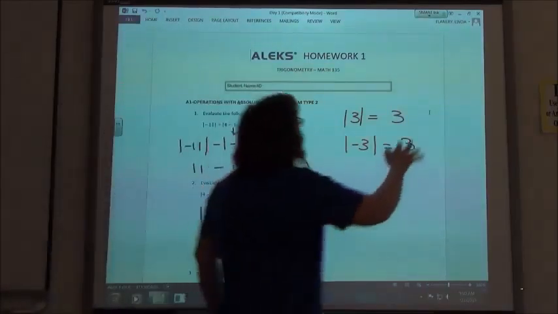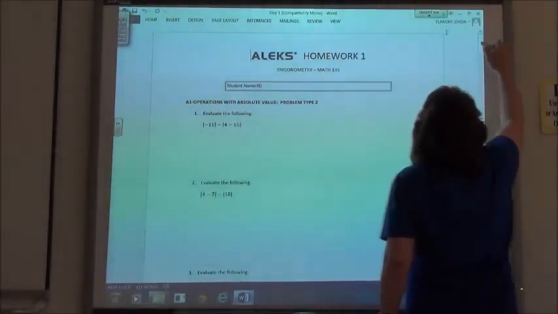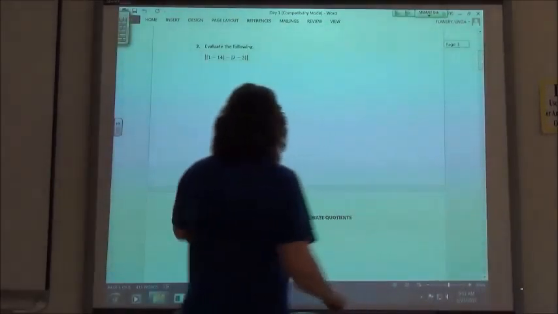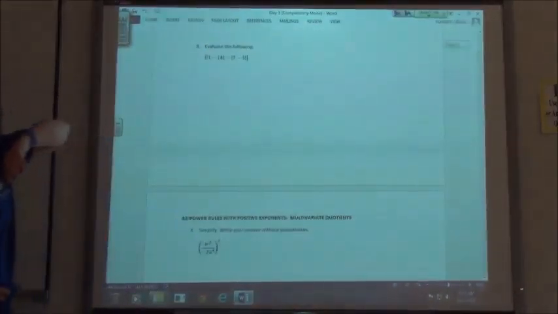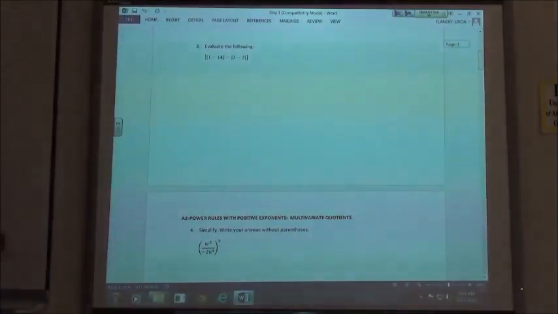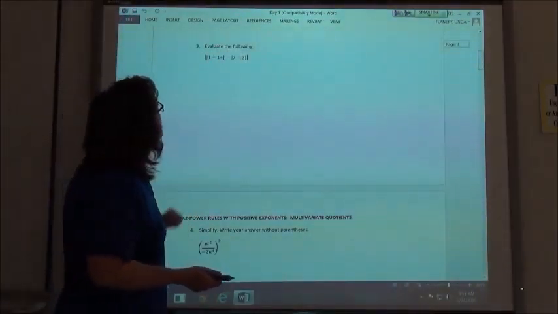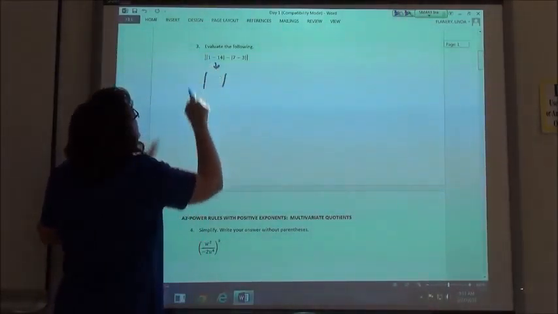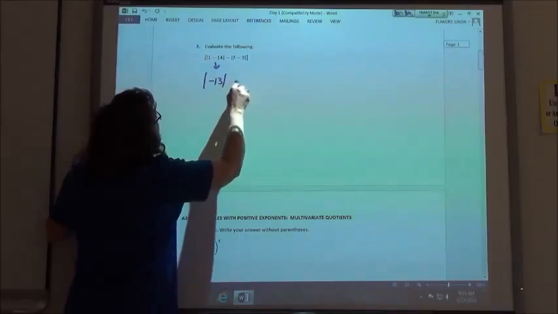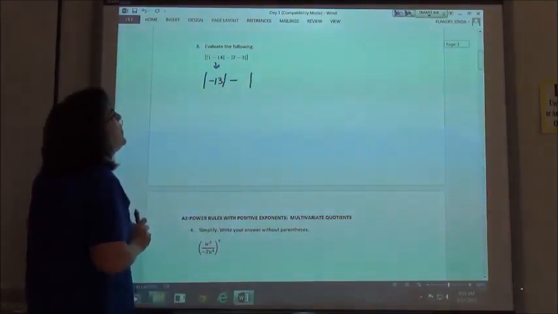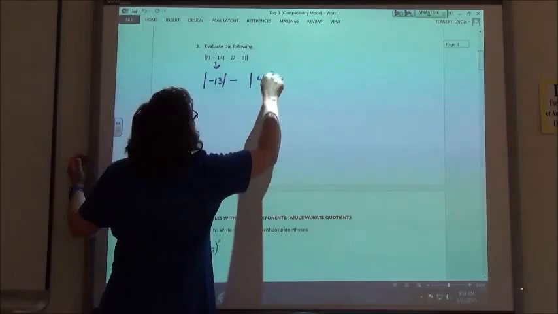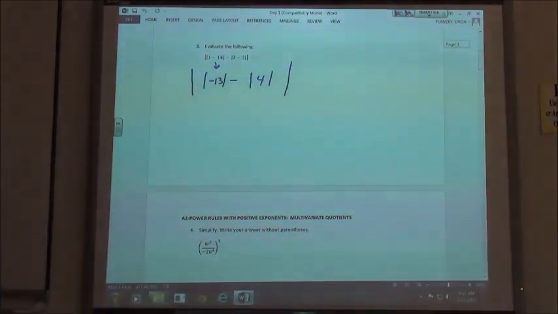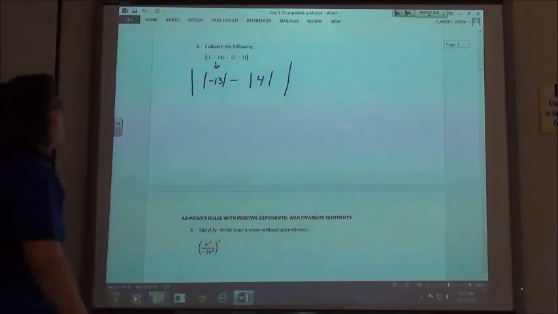And I got to move the board here for the third one. Evaluate the following. Now this one you'll notice has the extra absolute value on the outside, so we know our final answer is going to end up being positive. But if I go through my steps, inside my absolute value here, 1 minus 14 would be negative 13. Inside my absolute value there, 7 minus 3 is 4. So now I have the absolute value of negative 13 minus the absolute value of 4.